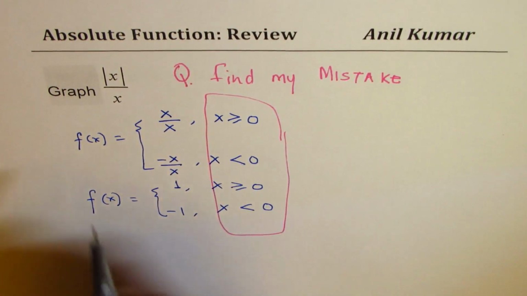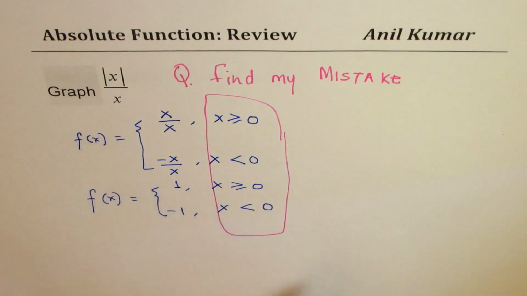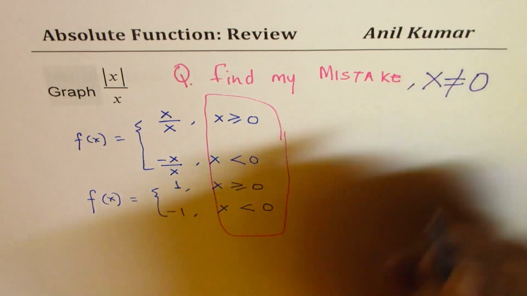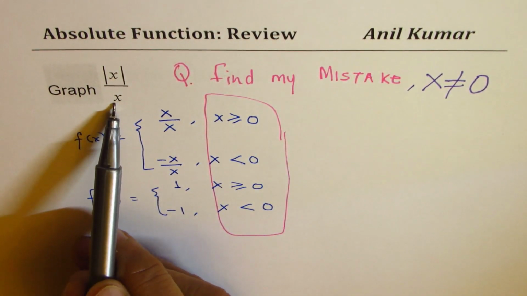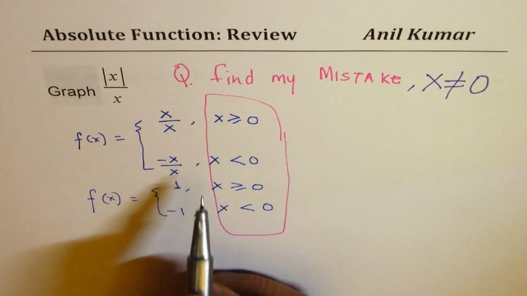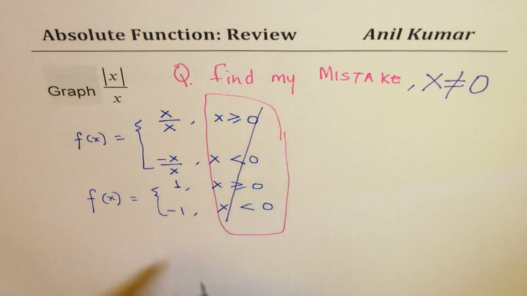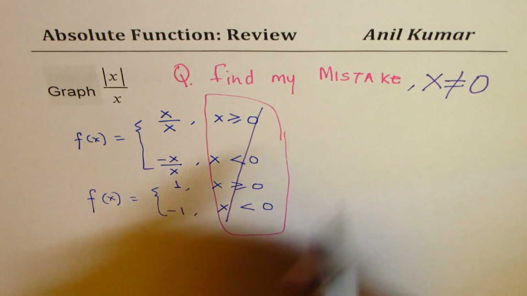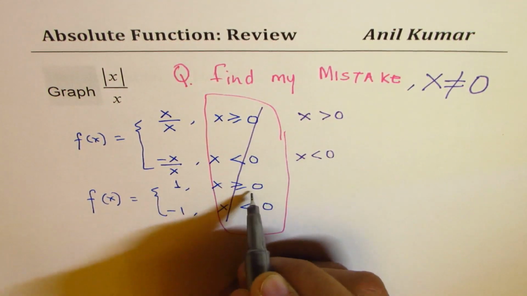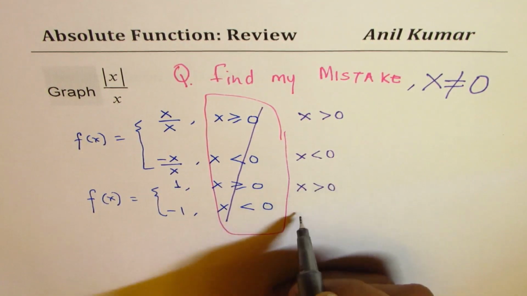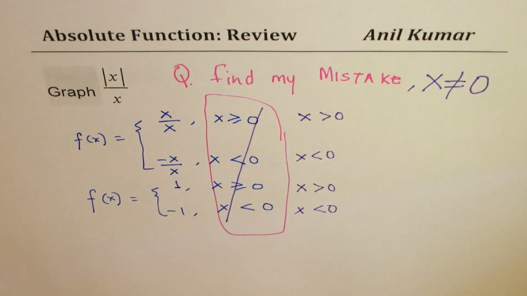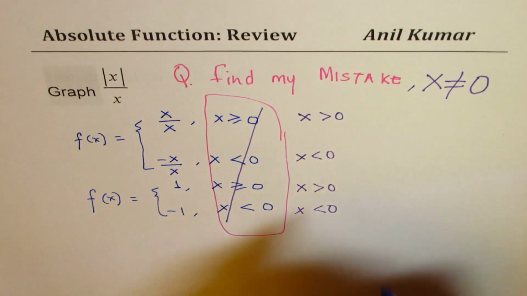The mistake is in the restriction of this function. You see that? The mistake is that x cannot be equal to 0, since you cannot divide by 0. Do you understand? So this is wrong, and I have to rewrite it. I'm writing with the correction: x is greater than 0, or x is less than 0. Here also I'll say x is greater than 0 and x is less than 0. It cannot be equal to 0. Perfect. Once I know that, then I draw a correct graph, right?